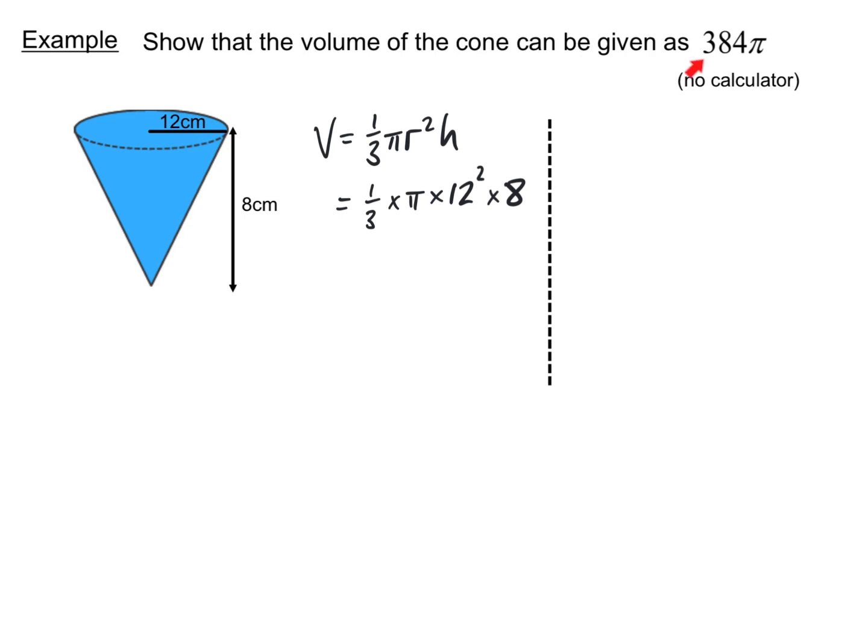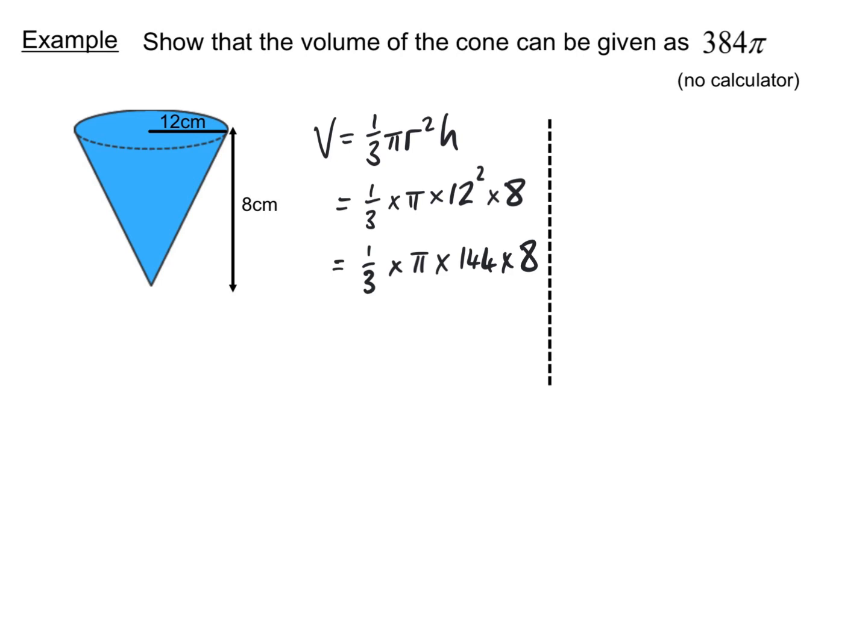Now, the question says, show the answer is 384 pi. So this pi, I still want that to be there at the end of the question. So what I'm actually trying to work out is what this 1/3 times 12 squared times 8 is going to give me. So again, like the previous example, the order in which I do these calculations is important. So the first thing I'm going to do is square that 12. So it's 1/3 times pi times 144 times 8.